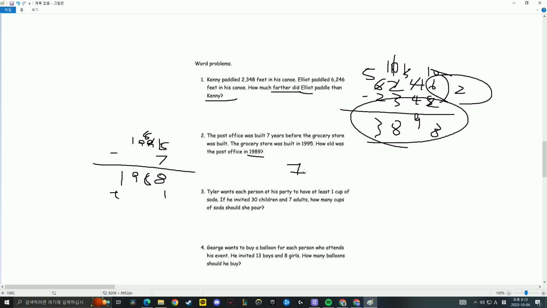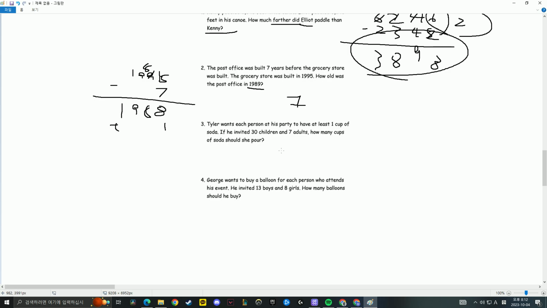Tyler wants each person at his party to have at least 1 cup of soda. If he invited 30 children and 7 adults, how many cups of soda should she pour? Okay, so there's 30 children and 7 adults. That's 37 in total. They want 1 soda each, so that would be at least 37.